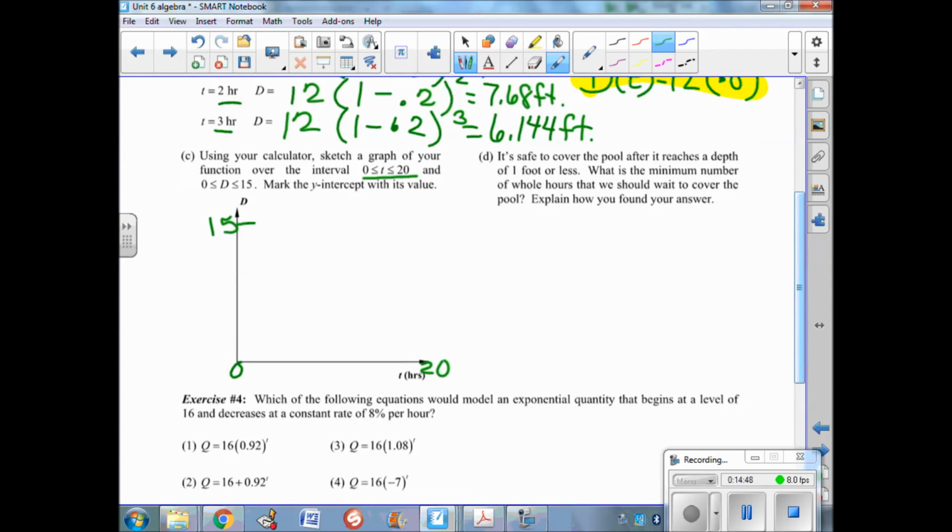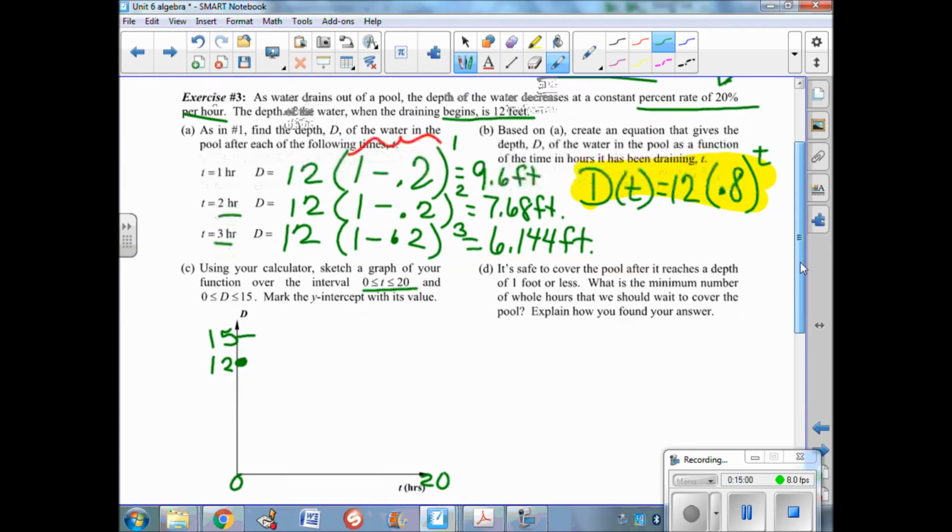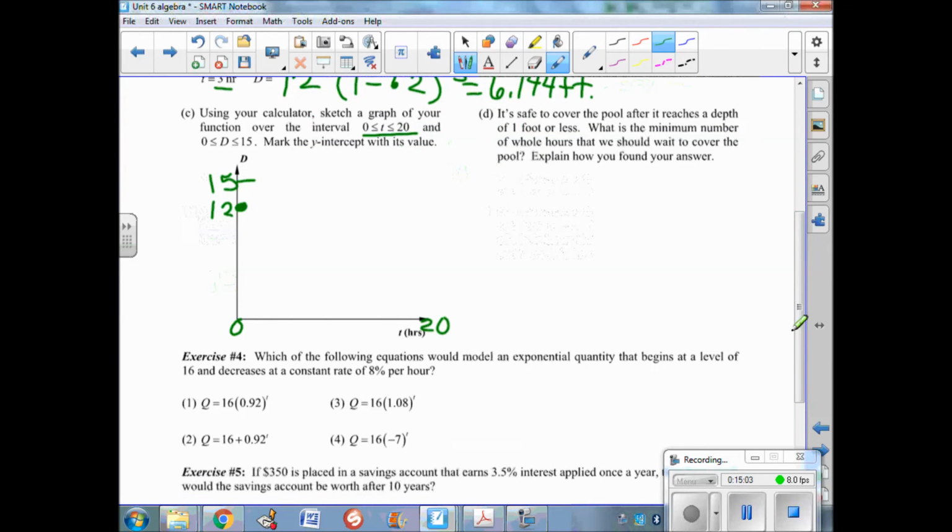So where does the pool start? The depth of the pool starts at 12, so that's our y-intercept. And then what is it doing as we continue on with time? The depth is decreasing. Oops, that didn't come out very exact. I think my smart board's a little off. And eventually that would empty.